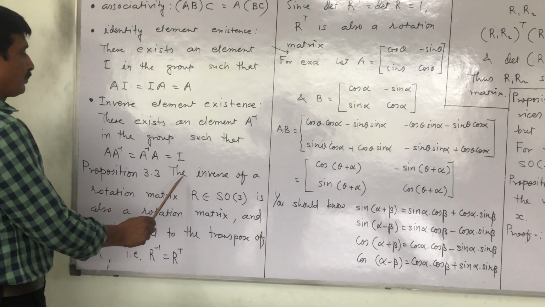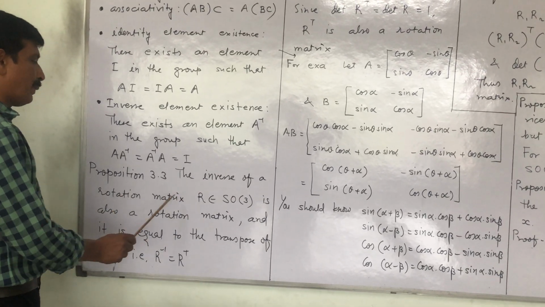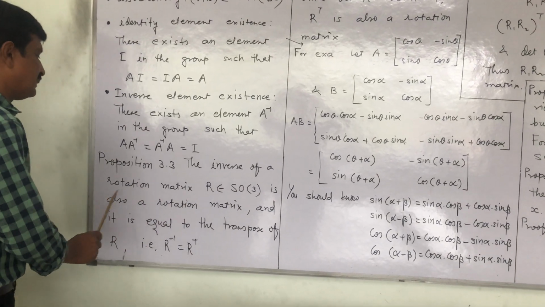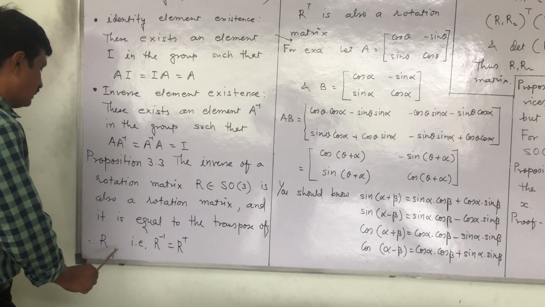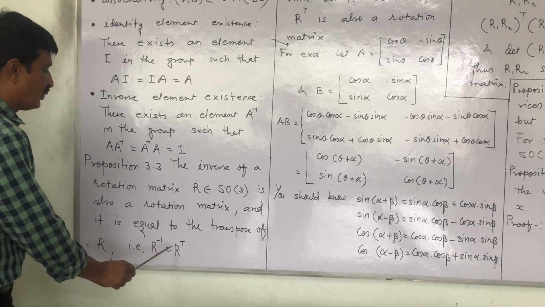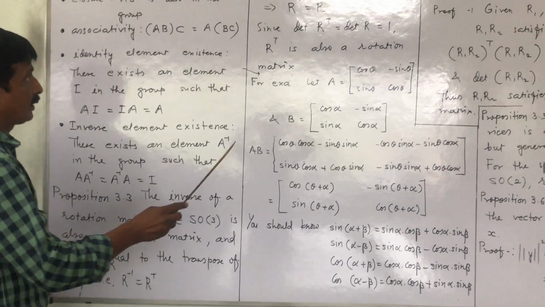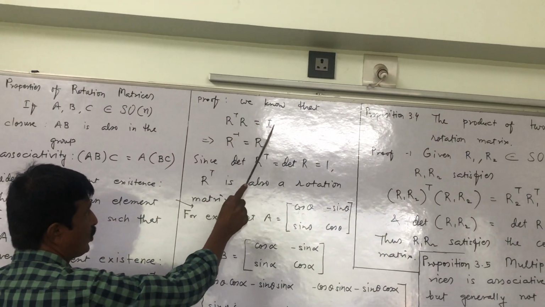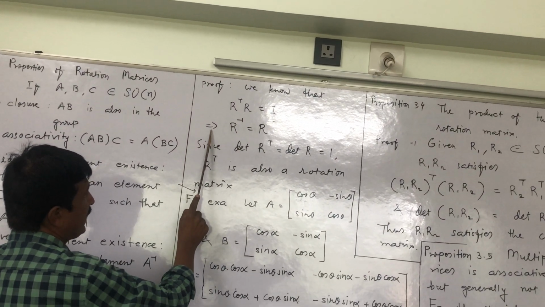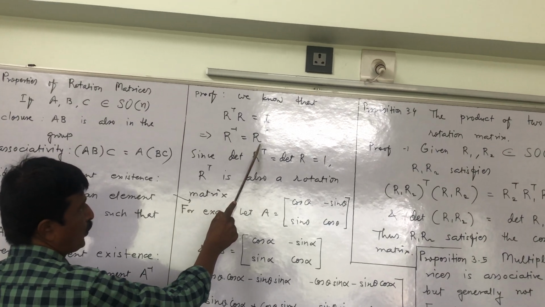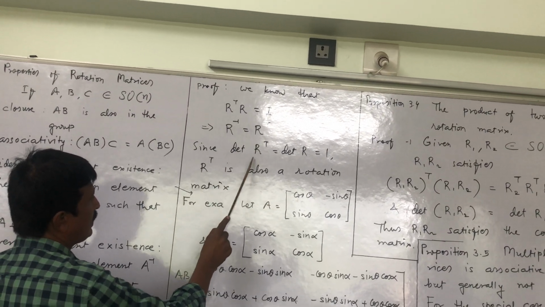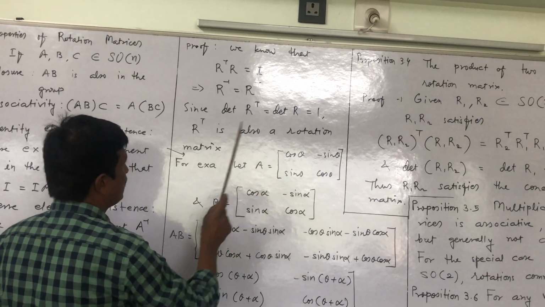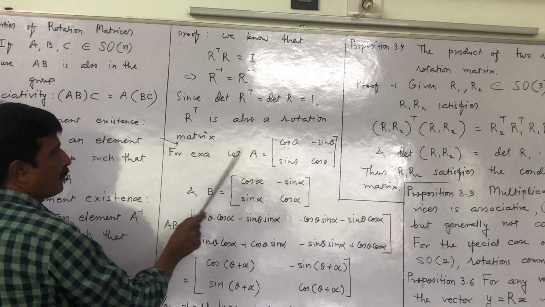Proposition 3.3: the inverse of a rotation matrix R belonging to SO(3) is also a rotation matrix, and it is equal to the transpose of R, that is, R inverse equals transpose of R. We know that transpose of R into R equals the identity matrix, which implies R inverse equals transpose of R, obviously. Since the determinant of transpose of R equals the determinant of R, which is 1, transpose of R is also a rotation matrix.